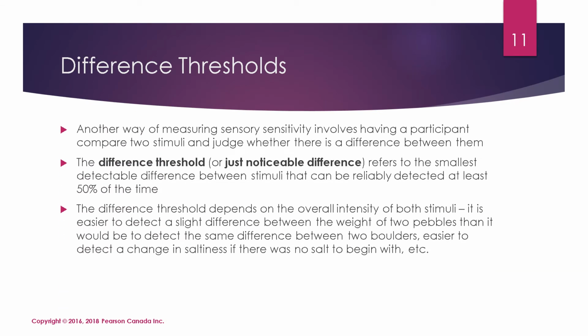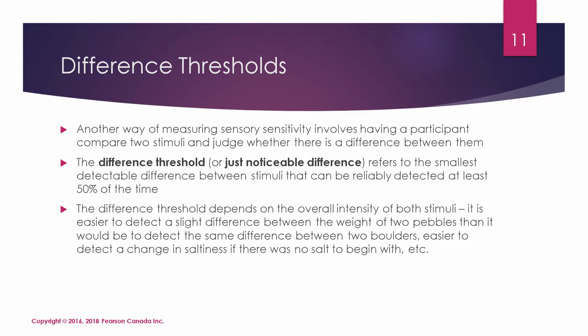So another way of measuring sensory sensitivity involves having a participant compare two stimuli and judge whether there is a difference between them. So instead of just saying whether a light or a sound or a smell was there or it wasn't, we can say, did it change? Was there any noticeable change in the sensation? So the difference threshold, or the just noticeable difference, refers to the smallest detectable difference between stimuli that can, again, be reliably detected at least 50% of the time. So in order to say that our detection is reliable, we have to be able to pick up on it at least 50% of the time.